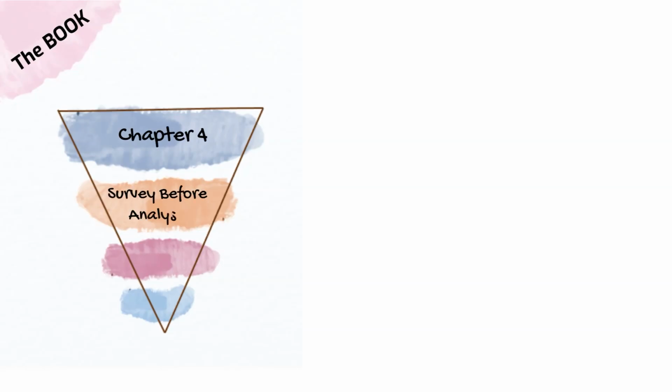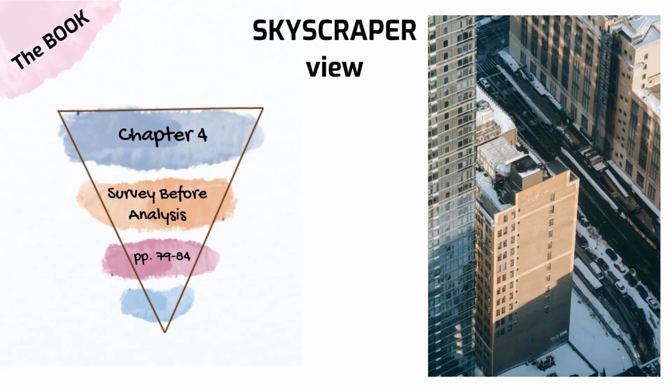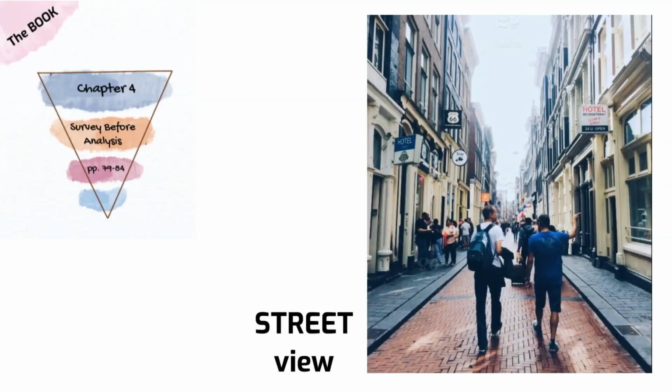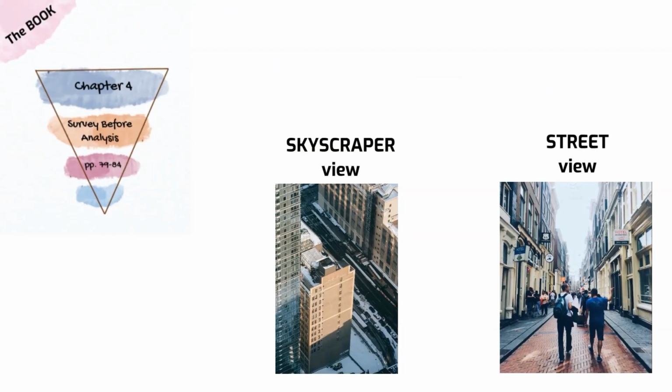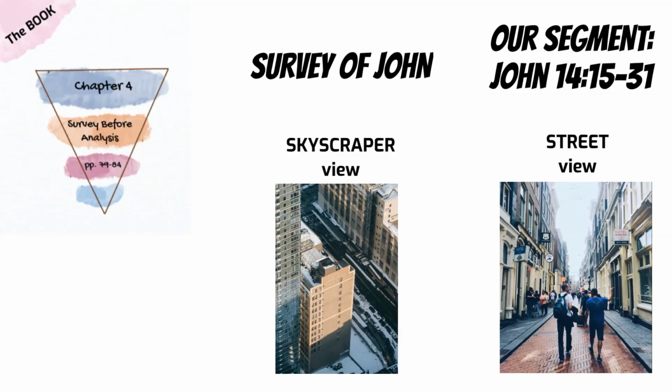Chapter 4 is called Survey Before Analysis. You'll learn in this chapter the importance of surveying an entire book of the Bible before studying a segment of it, such as the one we'll be doing together soon. This is the skyscraper view. Our analysis of a segment, then, is like descending to the street view for long tours and many activities. The segment we'll be charting in the next 5 videos is John 14:15 through 31. That will be our street view. Therefore, our skyscraper view will be of the book of John.